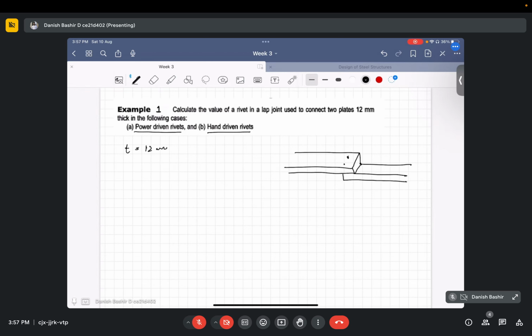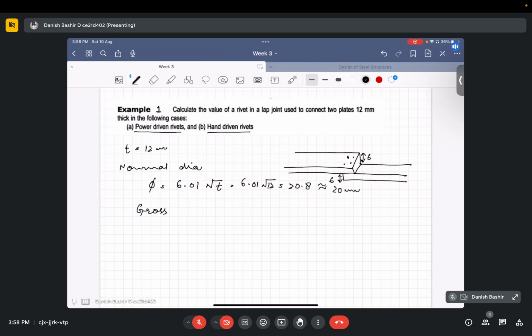So these are the rivets to be placed on this. T is 12, so using Unwin's formula, the nominal diameter d will be equal to 6.01 root t. This is 6 and this is 6, so total t is equal to 12. So d will be equal to 6.01 root 12. This comes out to be 20.8, which, for a conservative design, we take as 20. We will take this as the nominal diameter.